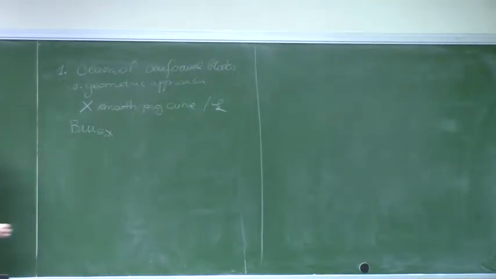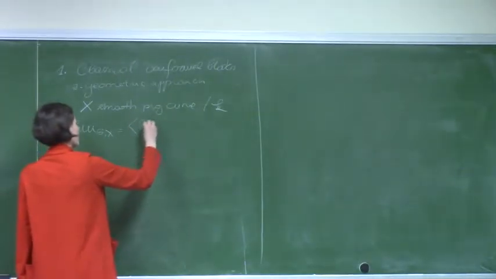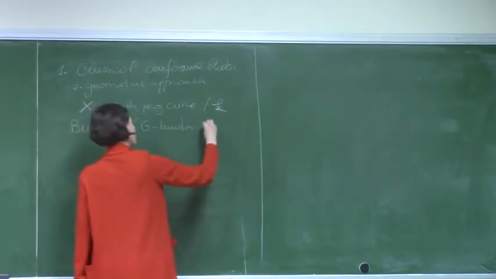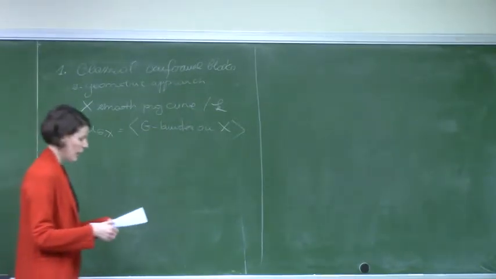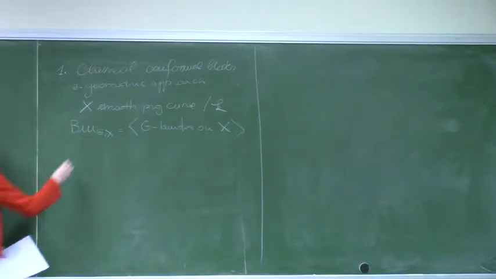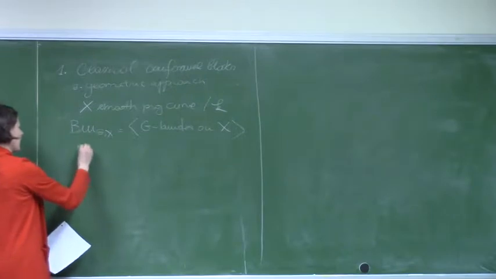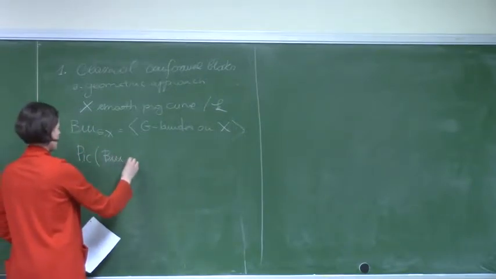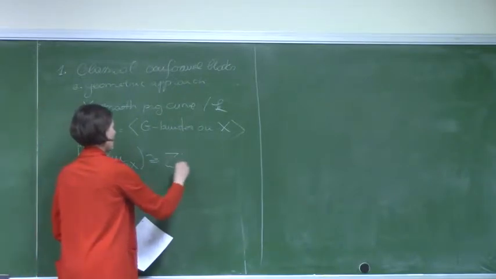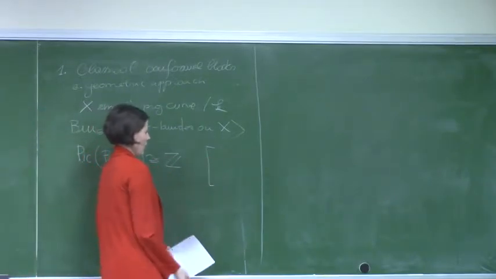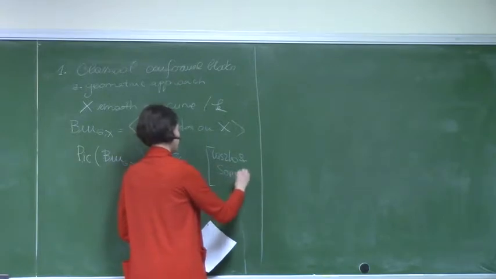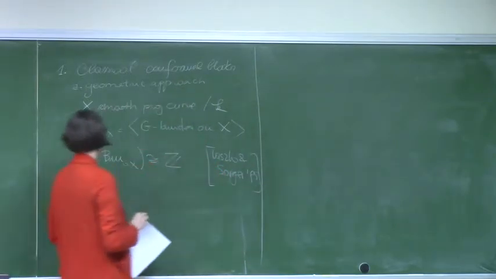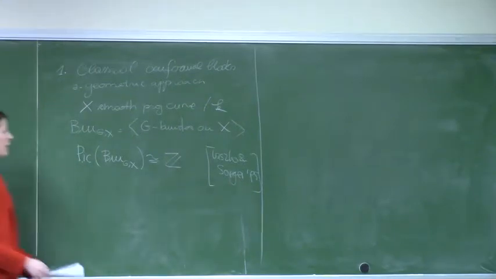We are interested in studying the stack of G bundles over this fixed curve. This is a nice algebraic stack which is smooth, so in particular, we can do some geometry on it. And the Picard group of this stack has been studied and shown to be isomorphic to Z. This is due, for example, to Laszlo and Sorger. And so it's isomorphic to Z, and let's call theta the positive generator.